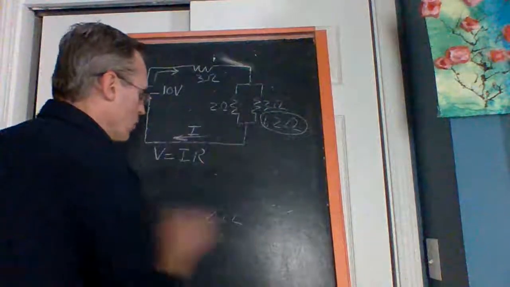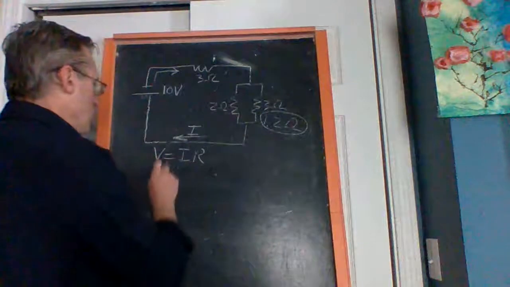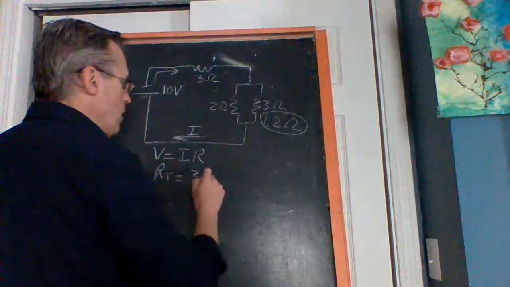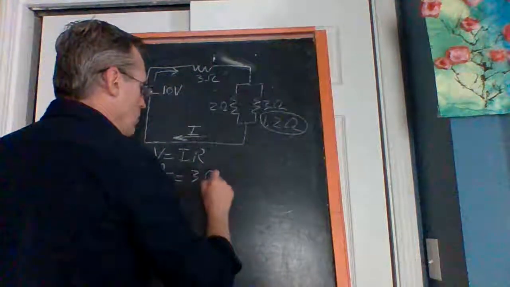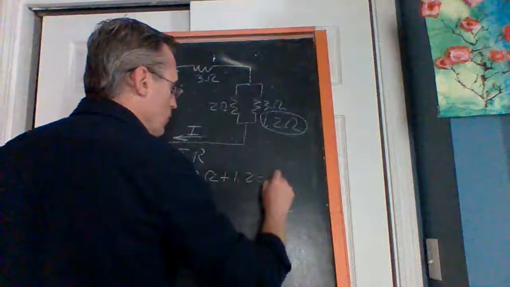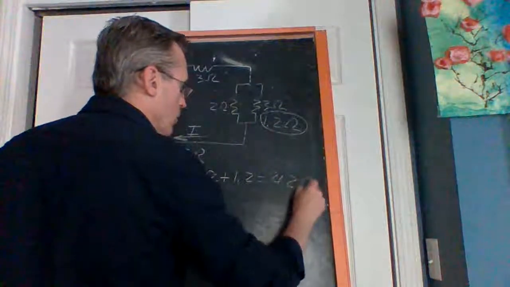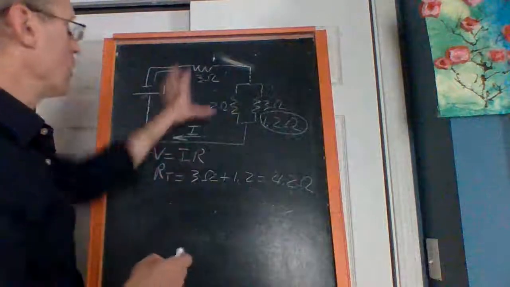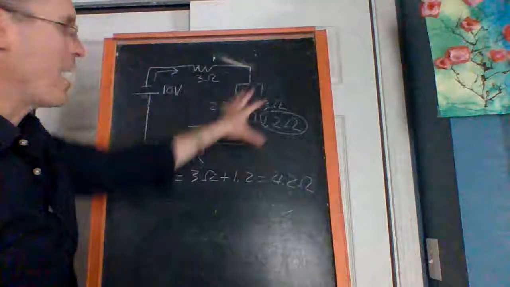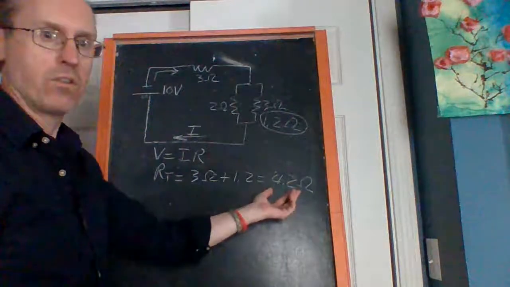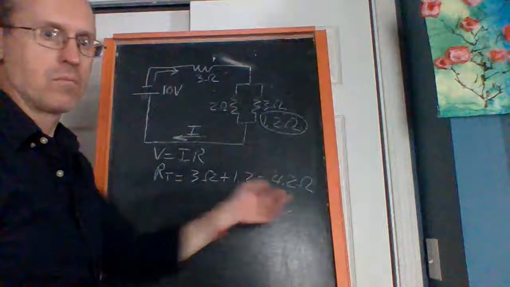So my total resistance in the circuit, RT, is equal to 3 ohms plus 1.2, which is 4.2 ohms of resistance totally. Remember, to the current, this array here looks like just one 4.2 ohm resistor in the circuit.